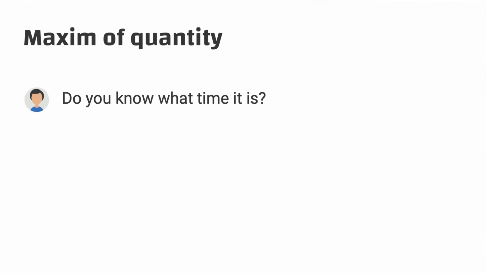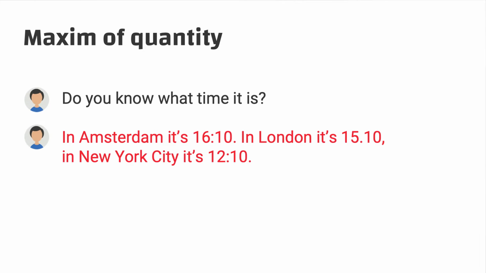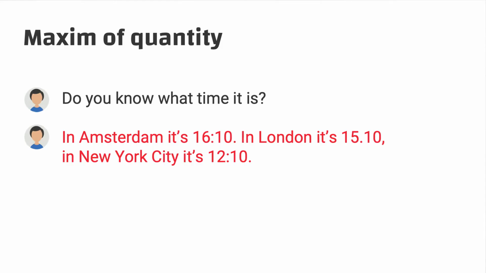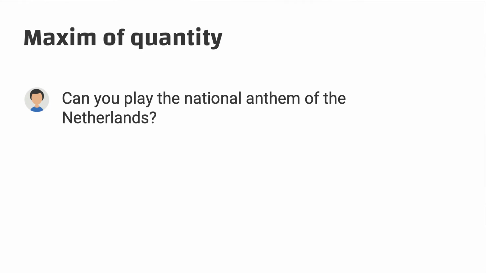Or, do you know what time it is? In Amsterdam, it's 10 past 4. In London, it's 10 past 3. In New York City, it's 10 past. You get the point. It could be a good answer to the question, but humans would understand that that's not actually the question that the other person is asking. We would just tell the other person what the time is. Very simple for people to understand, very difficult for a robot.